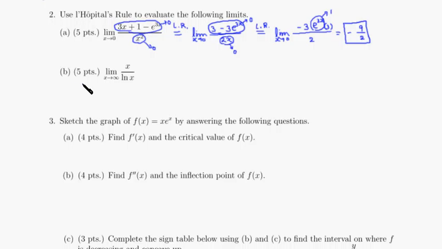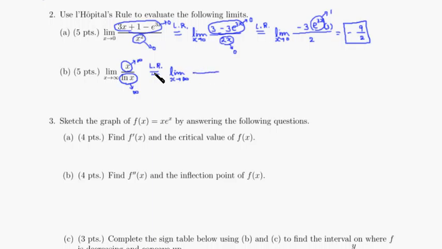Let's look at part B. Part B is the same thing. As x approaches infinity, the natural log of infinity is still infinity, and the numerator, x, obviously goes to infinity. So infinity over infinity, we can apply L'Hopital's rule. So you have a limit as x approaches infinity.